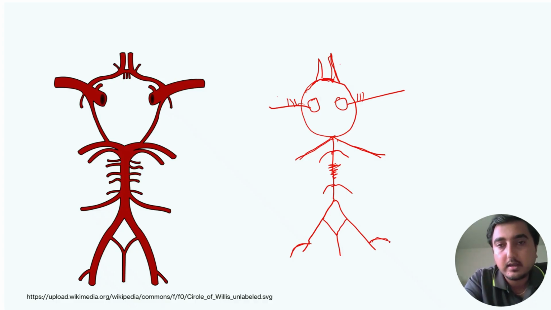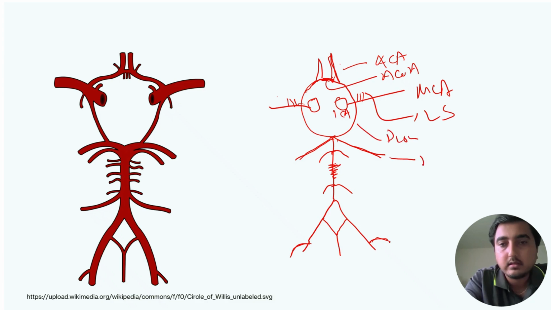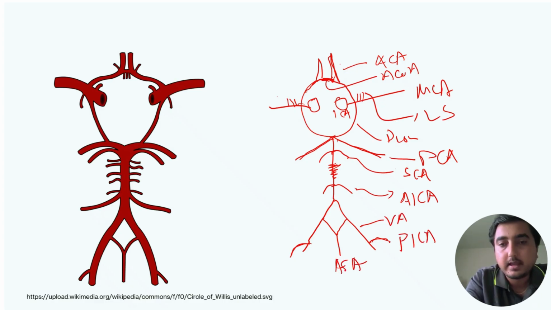So if we start labeling it, this is the anterior cerebral artery, this is the anterior communicating artery, this is the middle cerebral, this is lenticulostriate, this is the internal carotid artery, this is posterior communicating, this is posterior cerebral, this is superior cerebellar artery, this is the AICA, this is vertebral artery, this is anterior spinal artery, this is PICA, and lastly this one in the middle, the trunk, is the basilar artery.